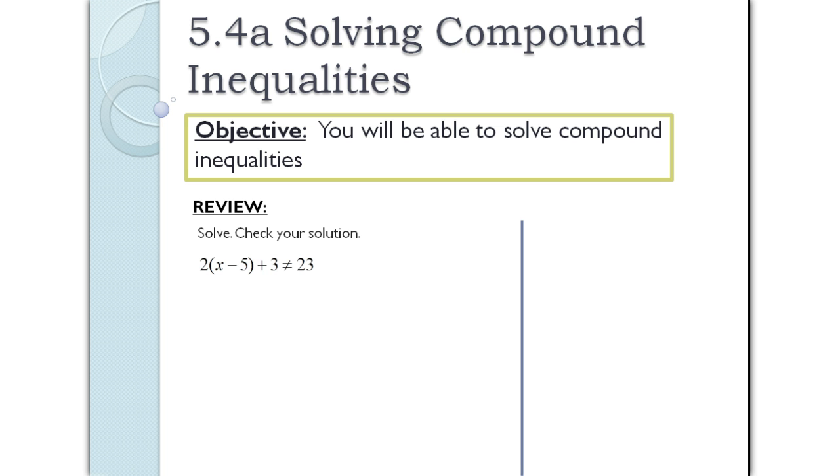So first, let's review how to solve a linear inequality. The first thing you want to do for this problem is distribute the 2. 2 times x is 2x. 2 times negative 5 is negative 10.